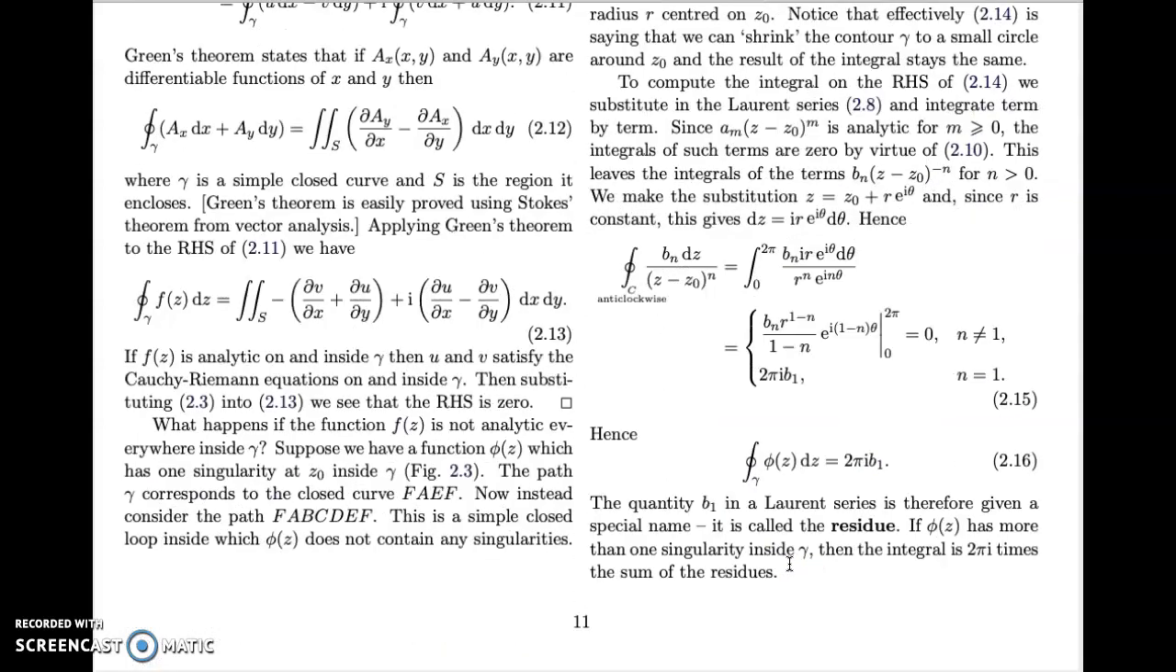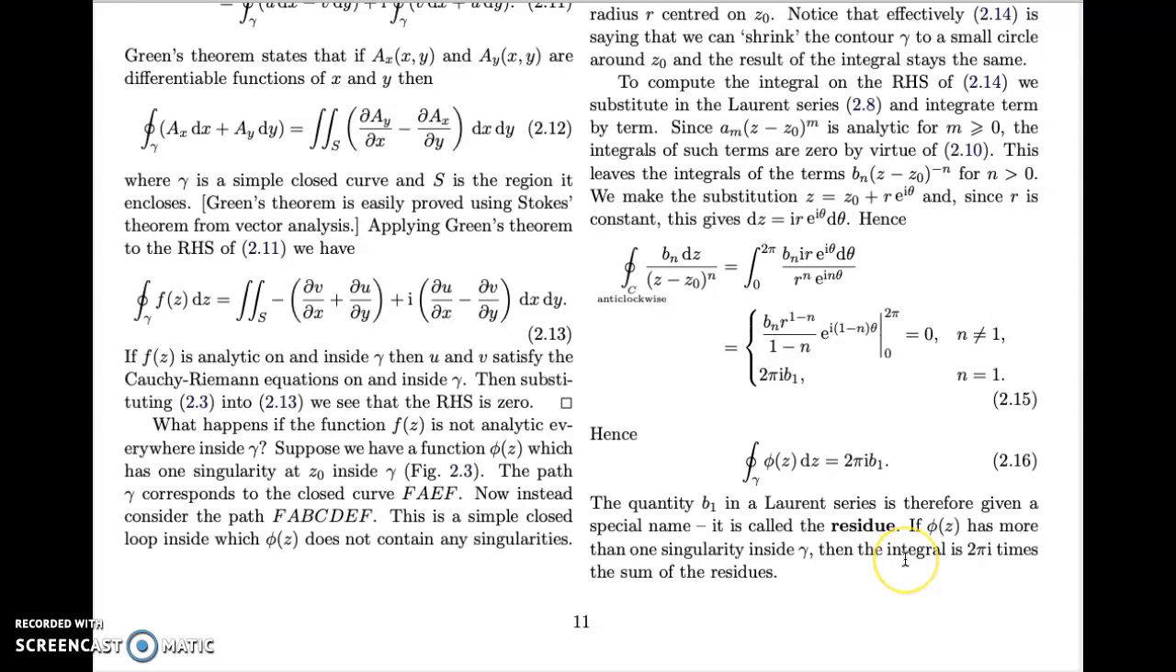So we have this result here that the integral around the closed loop of something with a single singularity is equal to 2 pi i times b_1, where b_1 is the term in the Laurent series. Now, because it's so important, the quantity b_1 in the Laurent series is given a special name. It's called the residue. So this is where the name calculus of residues comes from.